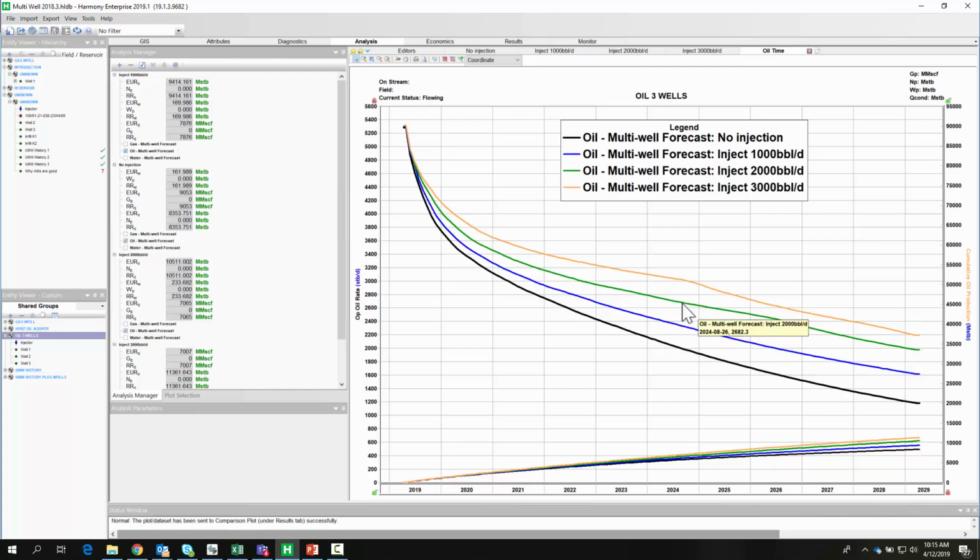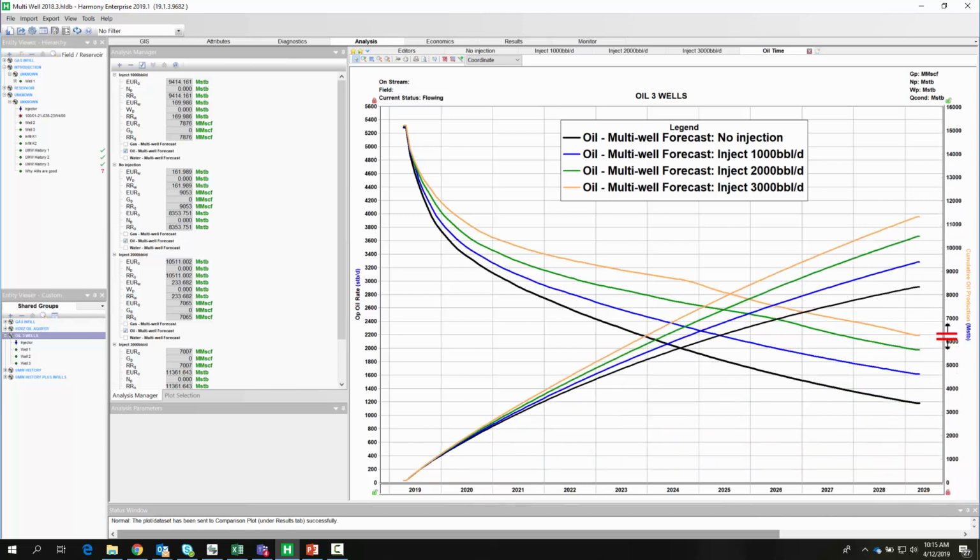This is if we inject at 2,000 barrels per day, what that oil production will be, or at 3,000 barrels per day. And I see a bit of an interesting shape here in my oil decline. We'll figure out why that is later. It's actually because water breakthrough is going to be happening and our water oil ratios are going to spike, basically. I can also very quickly see what those cumes are going to be.